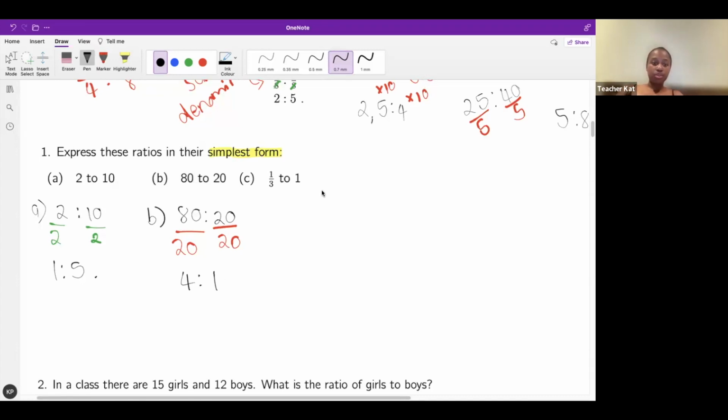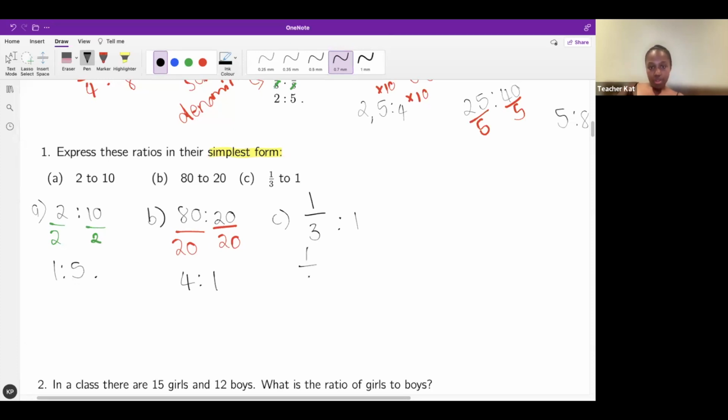Okay. We're doing ratios. And the last one, I have a fraction. So it's a third to 1. That is correct, but we need to get there properly. First, we're going to have to write this 1 as a fraction. How can I rewrite 1 as a fraction? What is 1 as a fraction? 1 over 1.